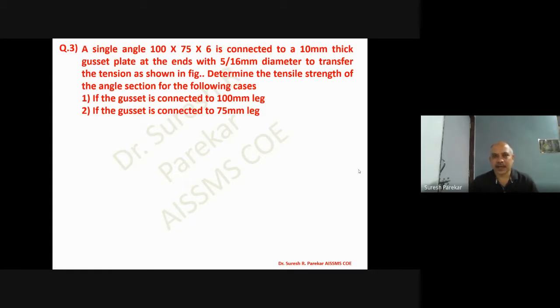So we have a single angle 175/6 connected to a 10 thick gusset plate at the ends with 5/16 diameter bolts to transfer the tension as shown in the figure. Determine the tensile strength of the angle section.